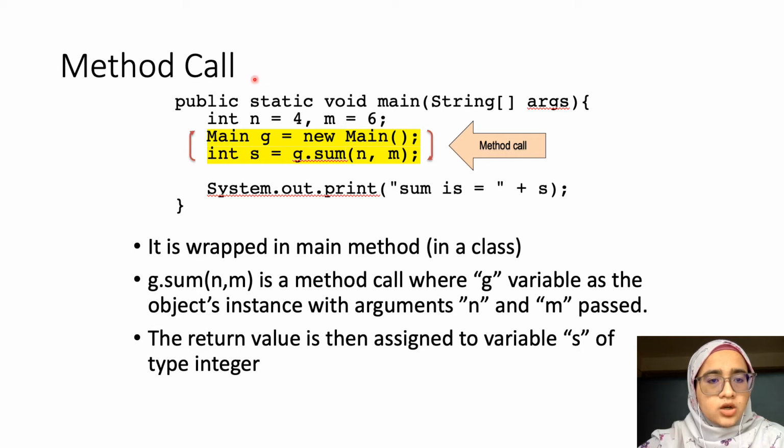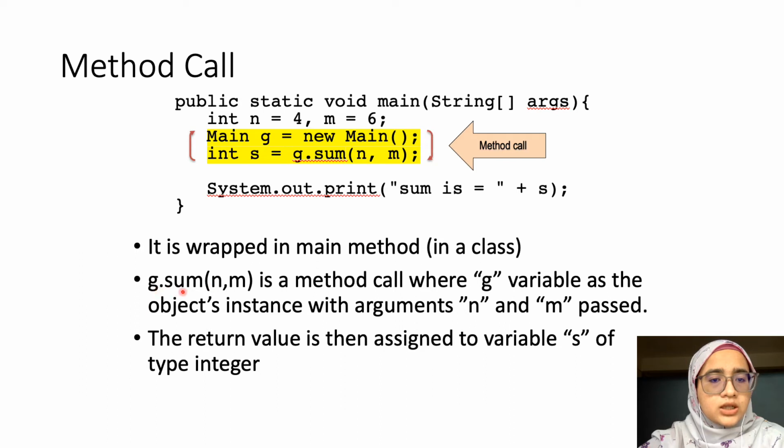Alright, as for method call, it is usually wrapped in a main method in a class, and questions will usually ask which one is the method call. So I highlighted two here. The top one is the object instance, and the bottom one is the method call using the object instance. Alright, so g is basically the variable of the object instance, and then sum is the method name.